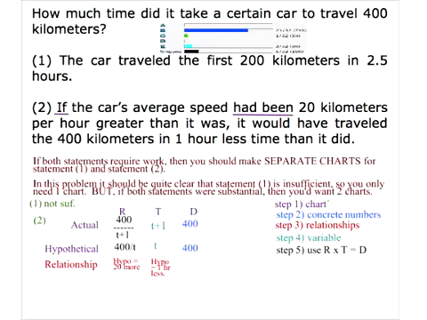So then step 6, you should have a leftover relationship. So let's use it. The leftover relationship should give you an equation. So here's my leftover relationship: hypothetical is 20 more than the actual. That means that 400 over t is that plus 20.